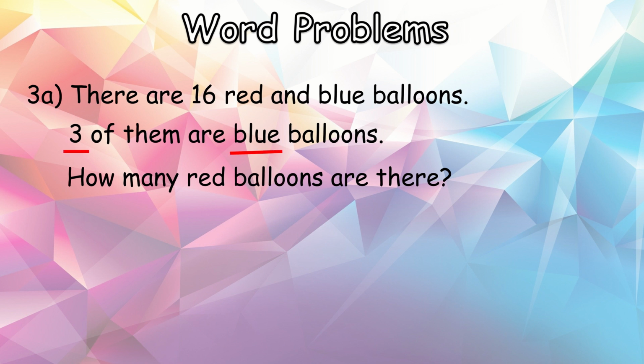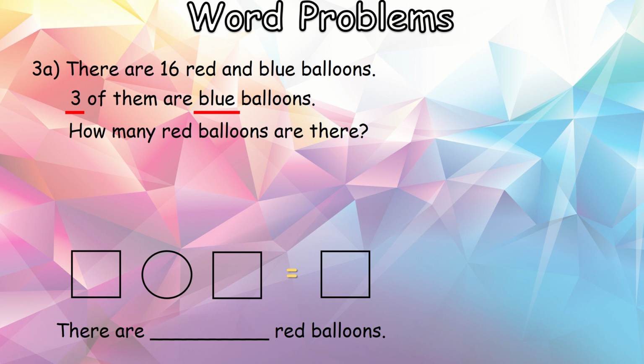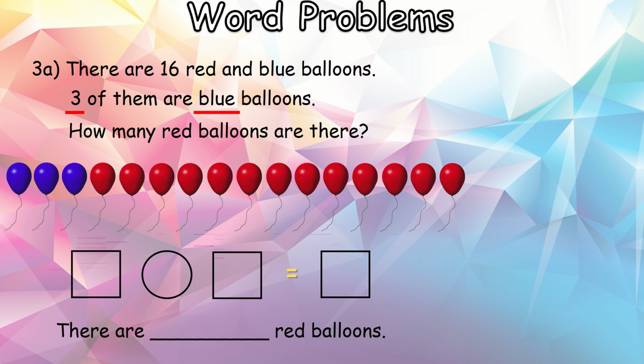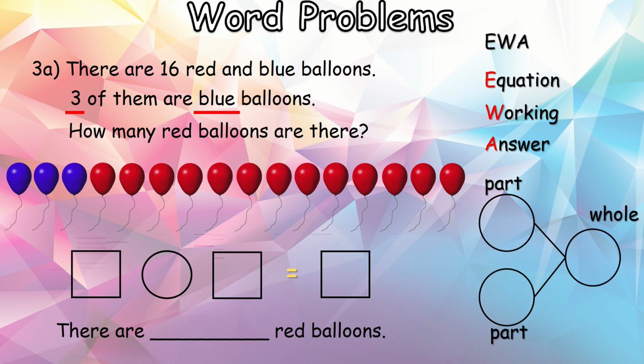You may take your ruler and underline. So this is the word problem. Let me put in the balloons. So these are the balloons. Based from the picture, you already know how many balloons there are. You can actually count. But what happens if they don't give you a picture? That is when you need to work out the answer. So remember to write your EWA. Let me remind you, E for equation, W for working, and A for answer, and your number bond as well. So let's move on.